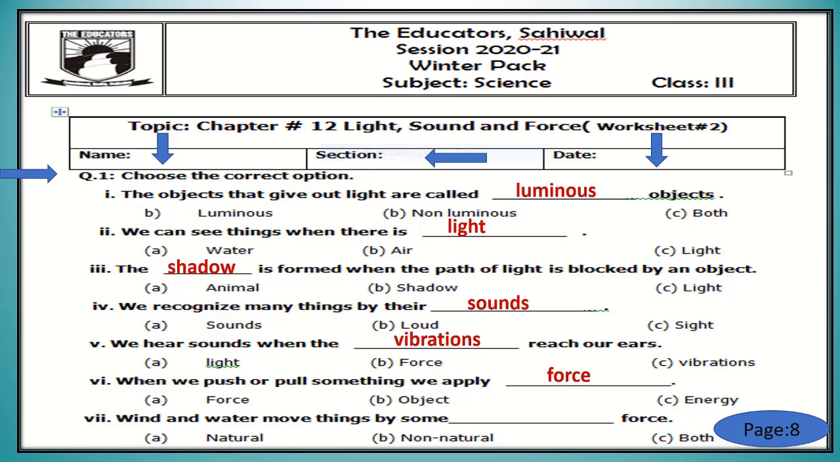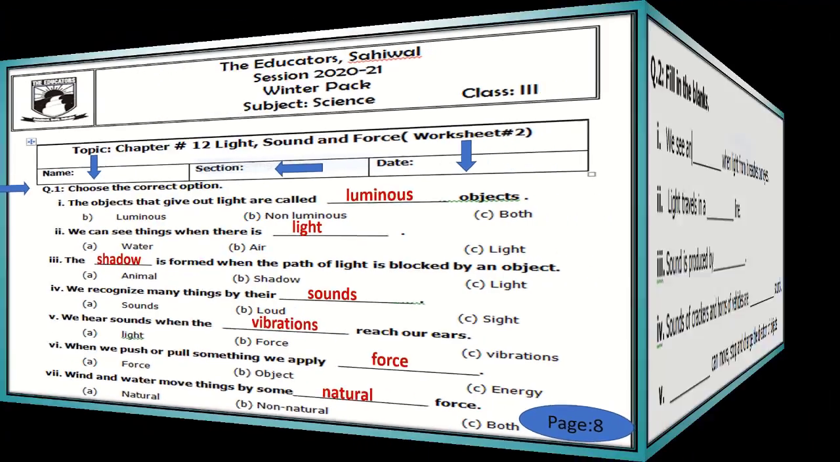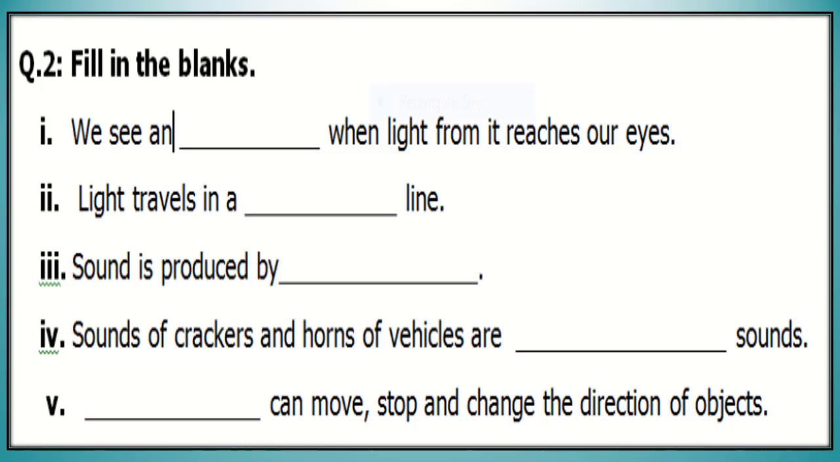The last one, number 7. Number 7 is wind and water move things by some dash force. So students, wind and water move things by some natural force, non-natural, or both. Write down the correct one answer. Wind and water move things by natural force. Let's start question number 2.